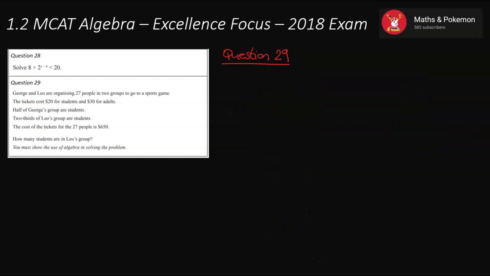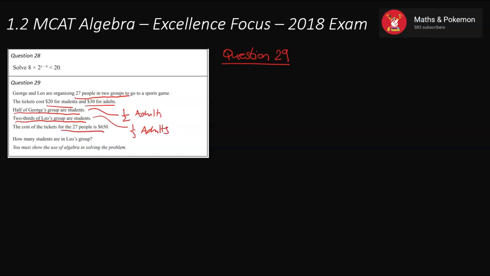Question number 29, back to a wordy question. So we've got George and Leo organizing 27 people in 2 groups to a sports game. The cost per ticket, $20 for a student, $30 for an adult. We'll need that later. Half of George's group are students. 2/3 of Leo's group are students. And the natural conclusion is 1/2 of this group is adults, and 1/3 of this group are adults, because they can only be students or adults.